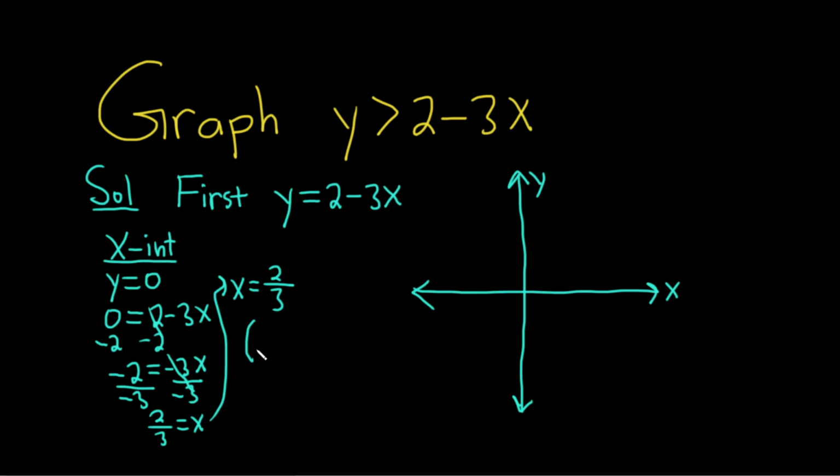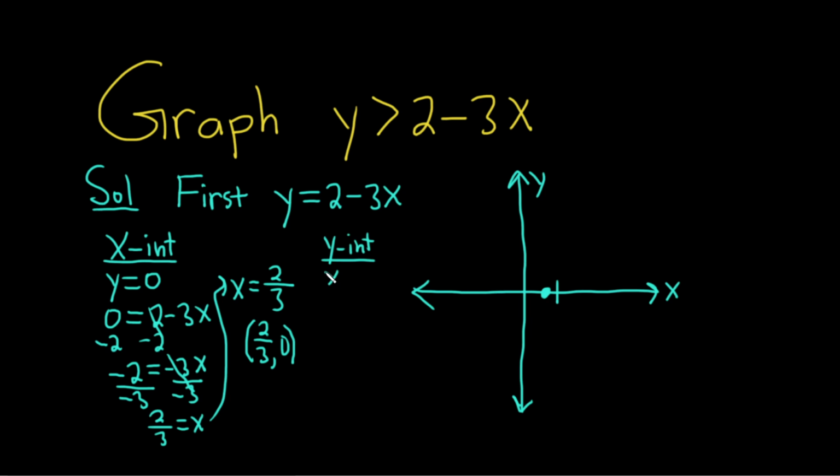You can write this as an ordered pair: 2/3, comma 0. 2/3 is a little bit smaller than 1, which is 3/3. So here's 1, and 2/3 is going to be somewhere over here. So x is 2/3, y is 0. That's our first intercept.